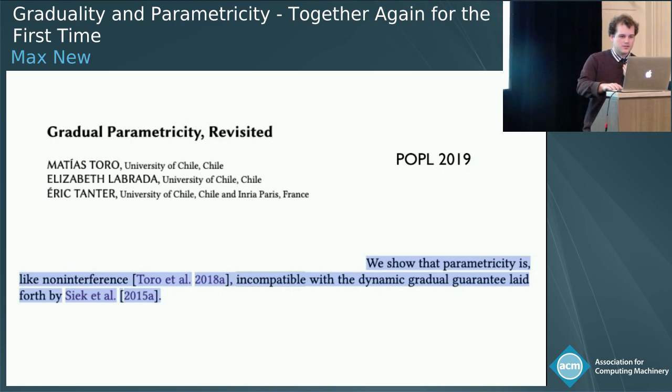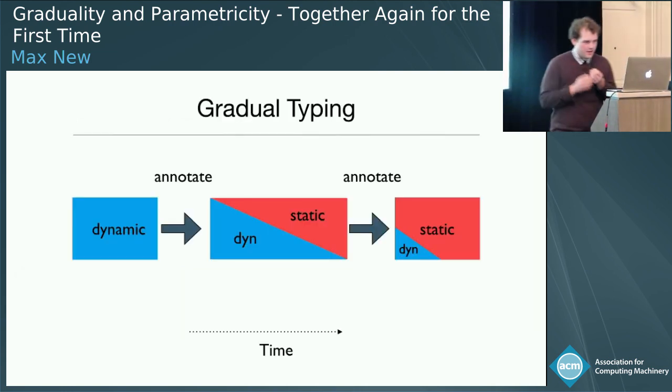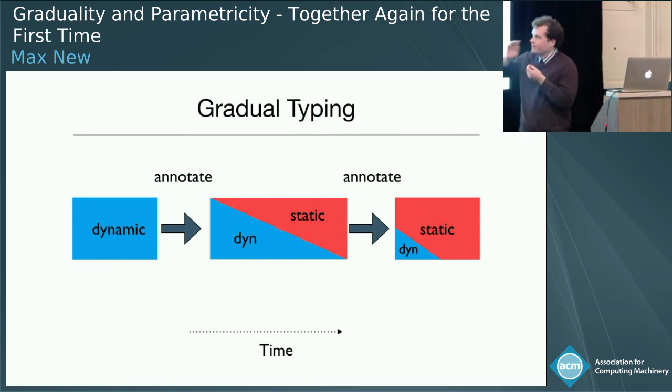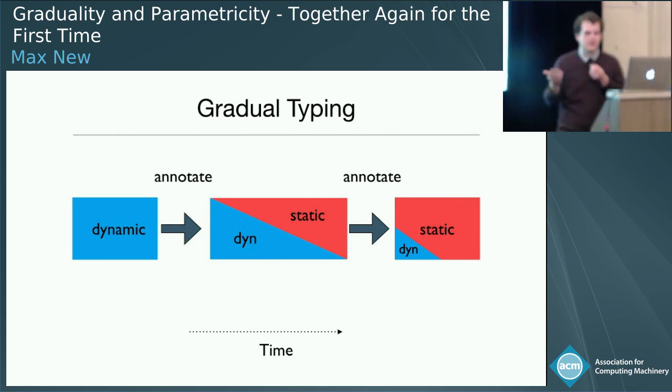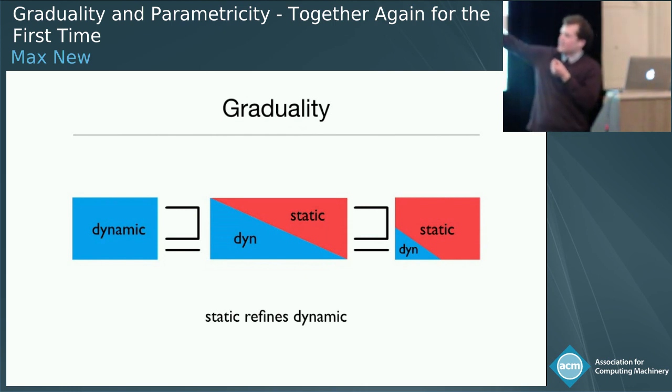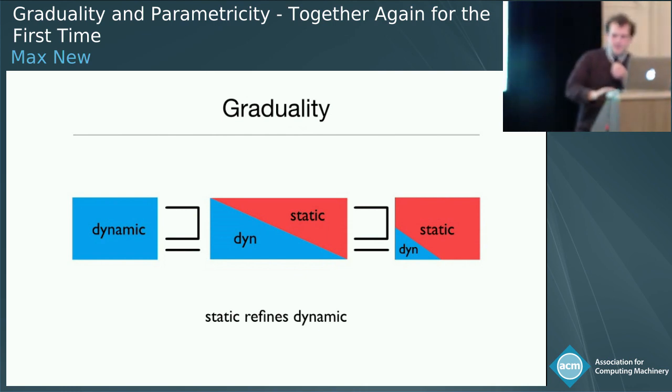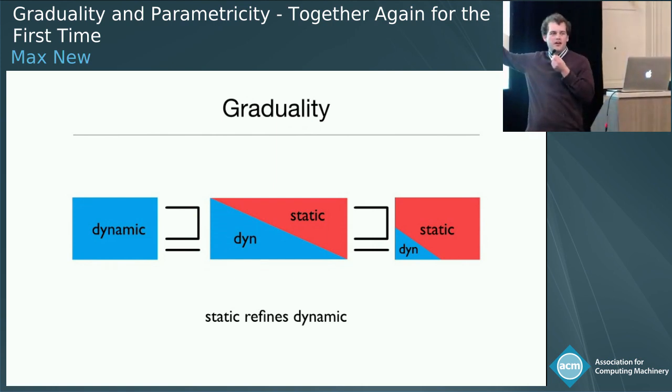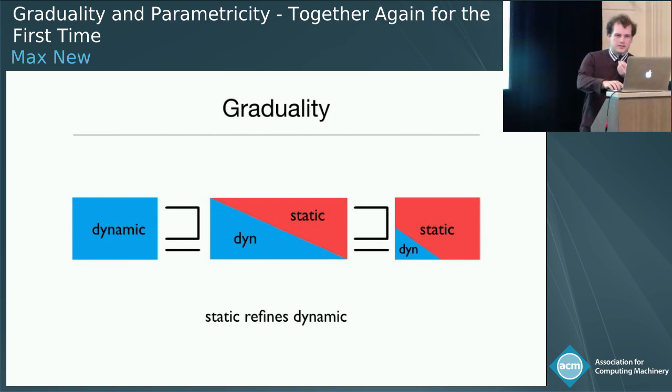Okay, so let's just review what those properties are. As we saw in the previous talk, gradual typing is about migrating from a more dynamically typed programming style to a more statically typed programming style gradually over time. And graduality says, well, if all I did was change the types in my program, then I'd like there to be a predictable effect on the program's behavior. Specifically, it says that the static program's behavior refines the behavior of the original dynamic program, but possibly has additional runtime checks due to having stricter types.